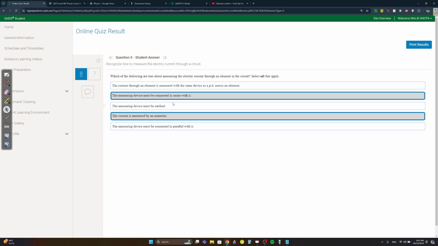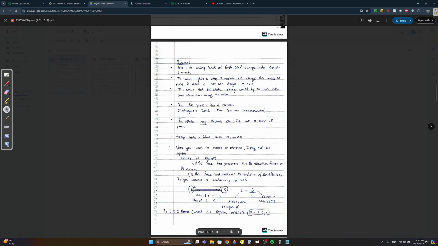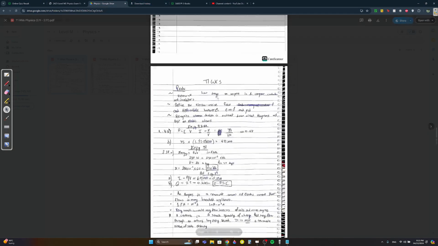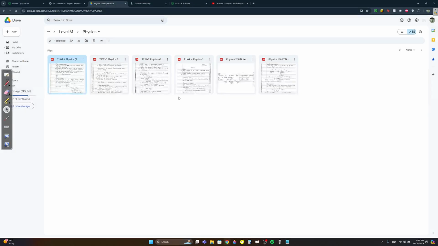The measuring device must be earthed. No, we don't have to earth it. The current is measured by an ammeter. We know this. The measuring device must be connected in parallel. No, it has to be in series. They didn't ask about the voltmeter. Let me go to ammeter. Measuring current. Hold up.